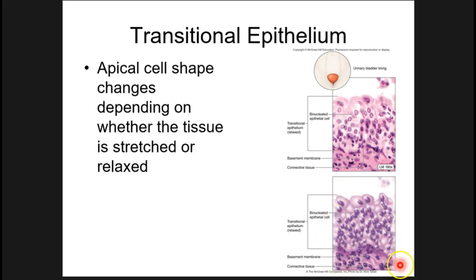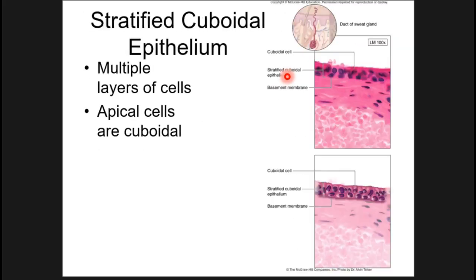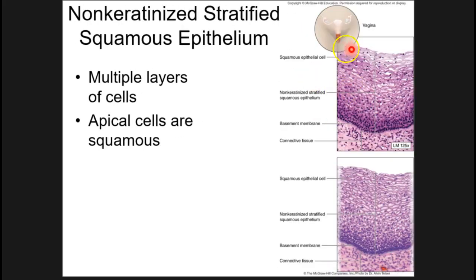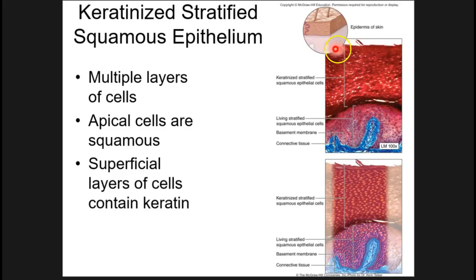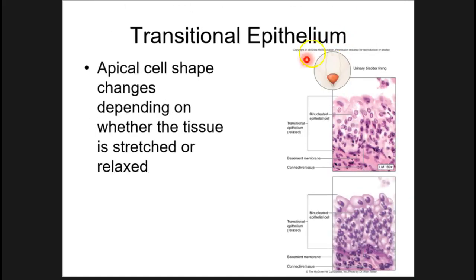So the basement membrane is down here. We do have multiple layers of cells. I think the best way to say that this is transitional and not stratified squamous, since that is the biggest stratified tissue that you find in the most places, is the rounded surface on the top. You'll definitely not see that rounded surface on the top for something like non-keratinized stratified squamous epithelium or keratinized stratified squamous epithelium. Those are both very flat, whereas this is rounded.